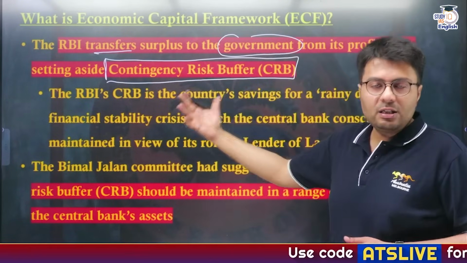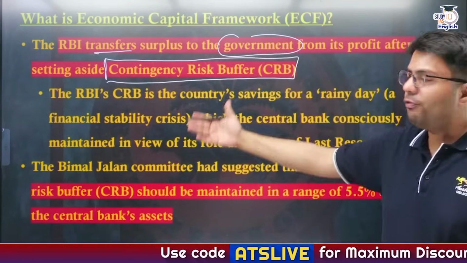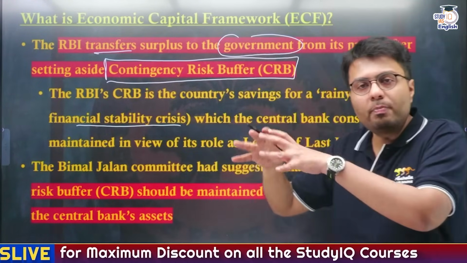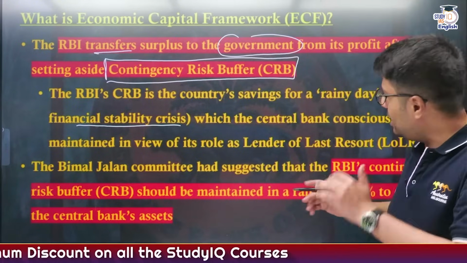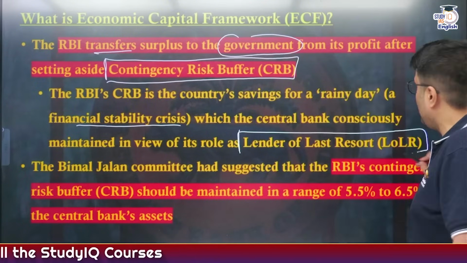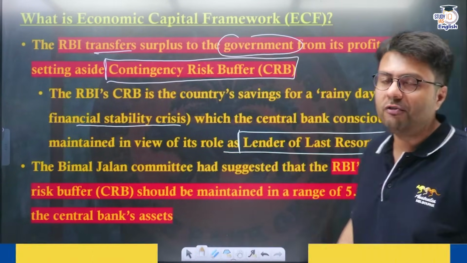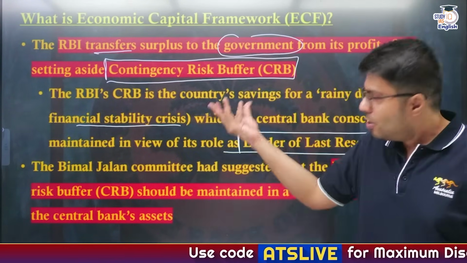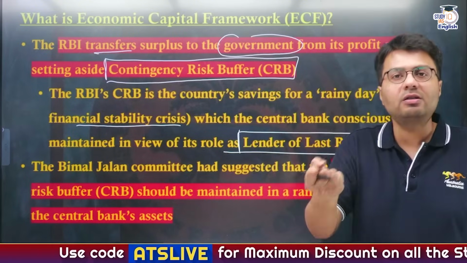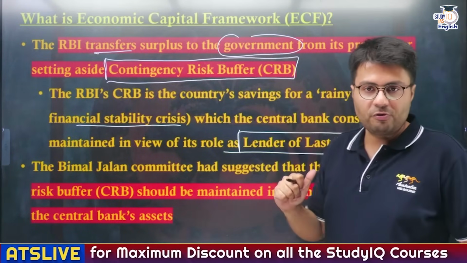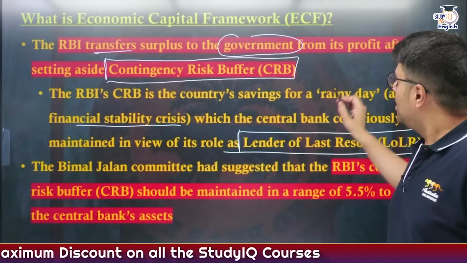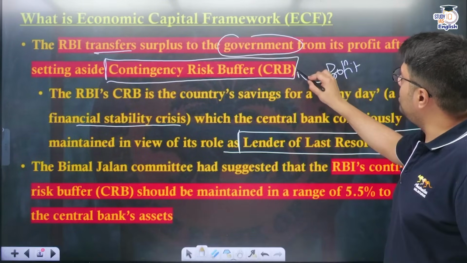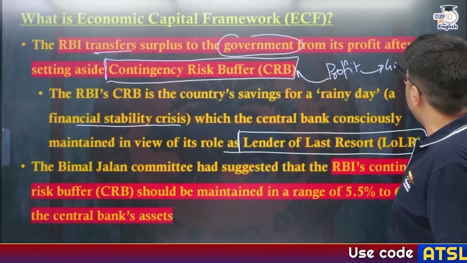Now contingency risk buffer is basically a buffer for RBI which it uses in a financial instability crisis to make our economy more stable. And it is because RBI also has the responsibility as a lender of last resort. So what if NPA levels in the banks increase and RBI does not have the money to lend to banks? In that case, it needs a certain amount of cash reserve with it, and that is called contingency risk buffer. So RBI will need to transfer some part of its profit to CRB, and the rest of its profit will be given to the government.